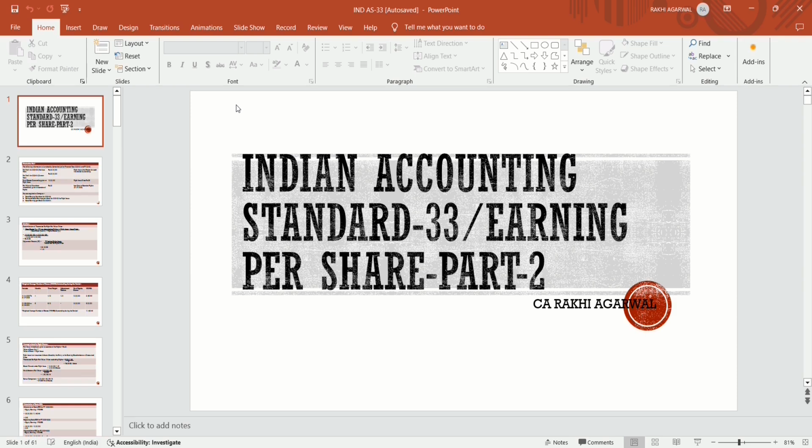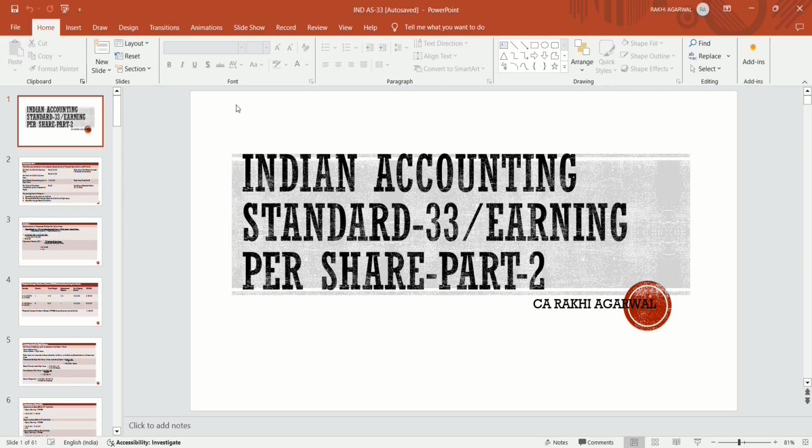In today's discussion, we are continuing our earning per share, that is Ind AS 33 part 2, with right issues, how we will calculate the EPS in case of right issues. Then we will discuss the measurement of weighted average number of shares outstanding during the period in case of right issue, and concepts related to right shares with examples.